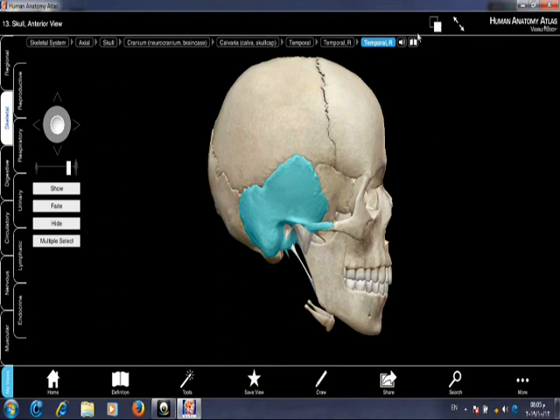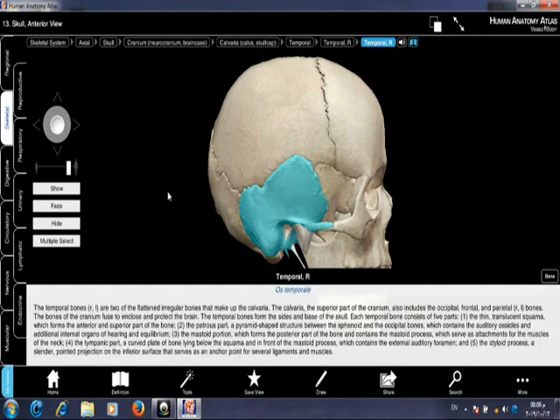Now we will explain the temporal bone. This is called temporal. The temporal bone is here. The temporal bones, right and left, are two of the flattened irregular bones that make up the calvaria. The calvaria is the superior part of the cranium and includes the occipital, frontal, and parietal bones. The bones of the cranium protect the brain, and the temporal bones form the sides and base of the skull. Each temporal bone consists of five parts.